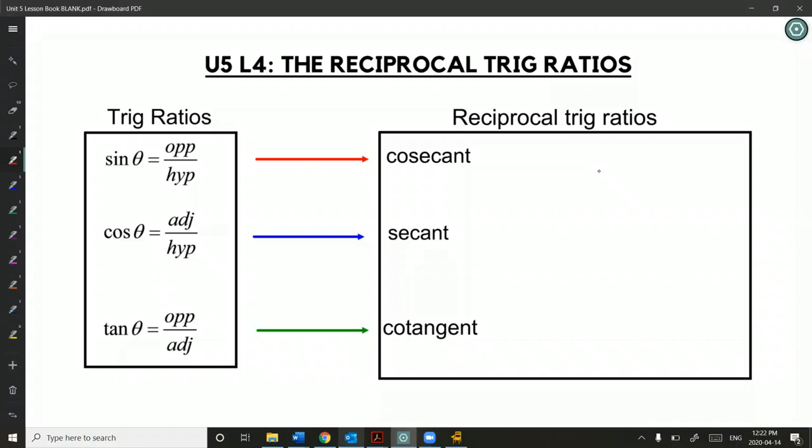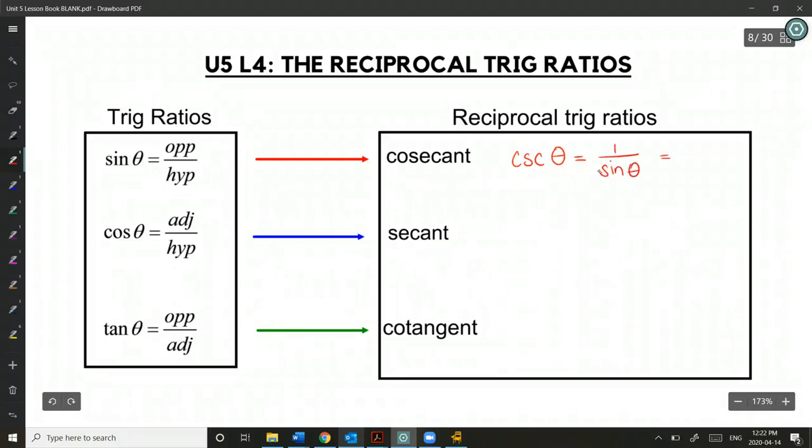They also have short forms, just like sine, cosine, and tangent have. Cosecant has a short form of CSC theta, and this is equal to the reciprocal of sine. So what this means is if sine is opposite over hypotenuse, cosecant is hypotenuse over opposite.